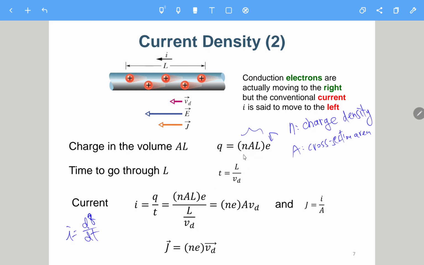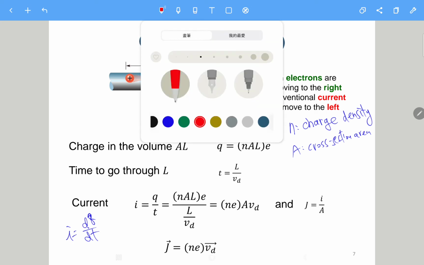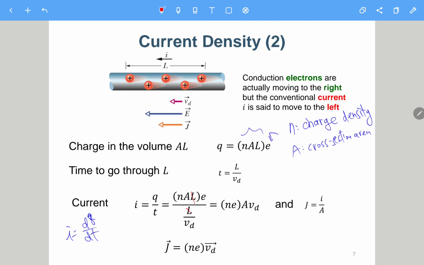So Q is this expression. We have N A L E, and then t is L over Vd. So we have L over Vd here. Okay, so now we can make some cancellation. So this L and this L can be cancelled. So we have N times E here, and then we have A here, Vd goes here. So altogether we have N E A Vd.